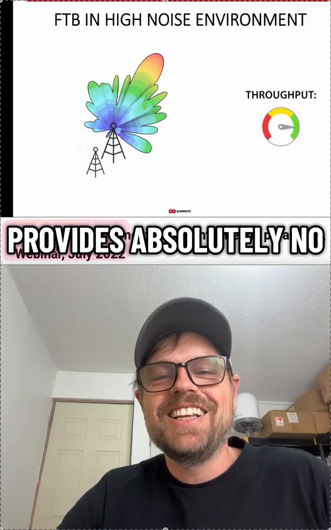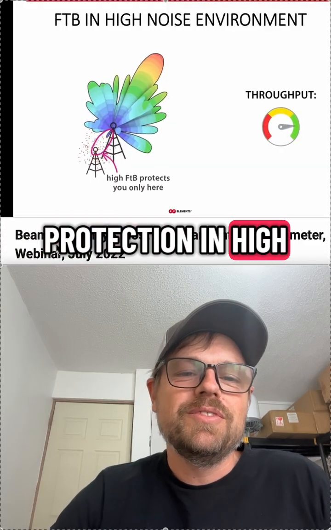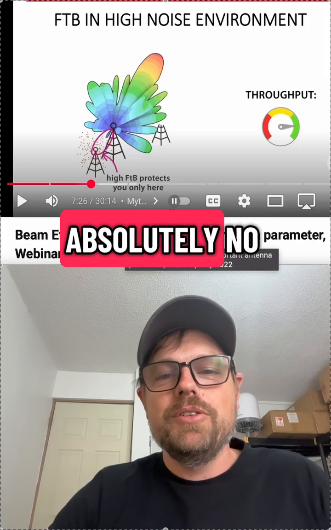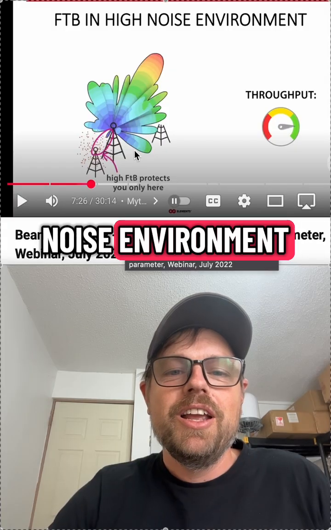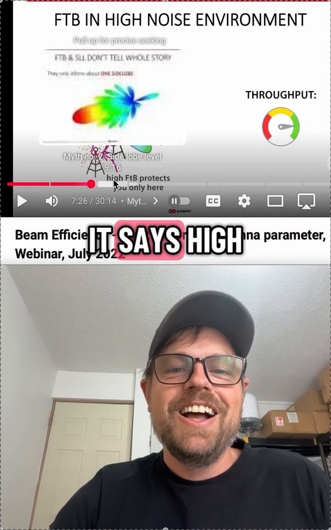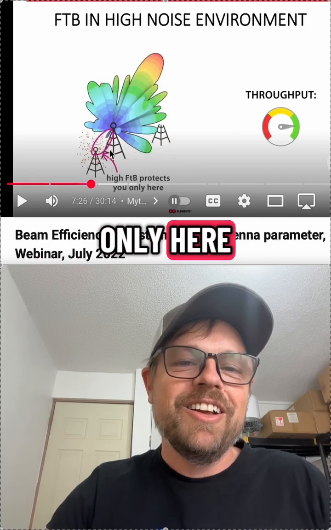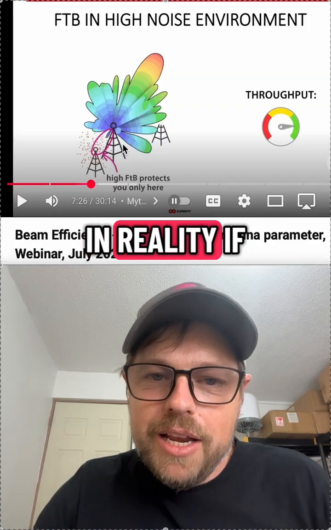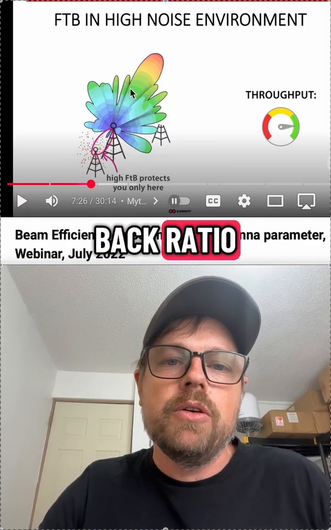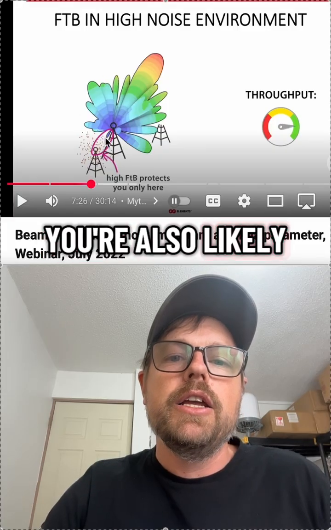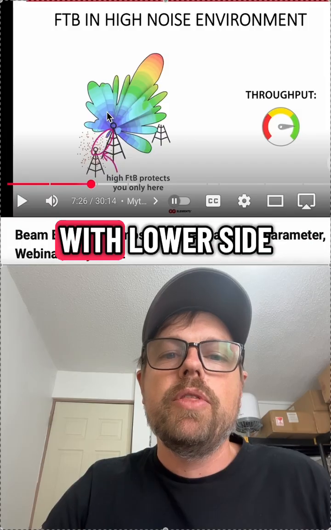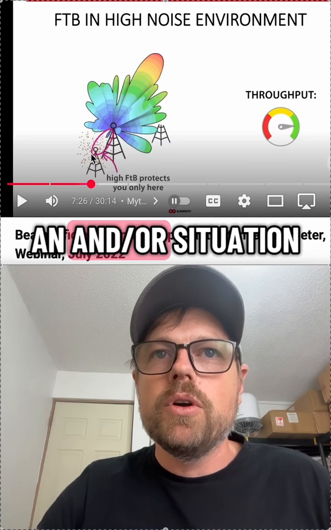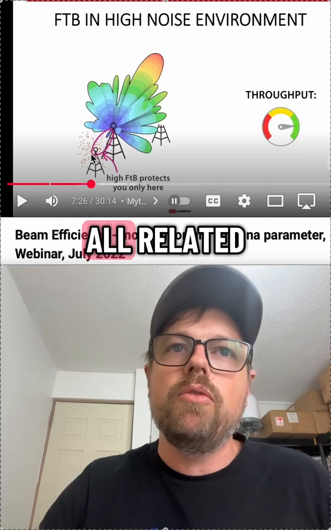High front to back ratio provides absolutely no protection in high noise environment. So he just said front to back ratio provides you absolutely no protection in a high noise environment. And then on the slide here, it says high front to back ratio protects you only here. Which is it, no protection, or is it only protecting you in this way? In reality, if you have a good front to back ratio, then you're also likely to have a high quality antenna with lower side lobes as well. This is not an and/or situation, but also these things are all related.